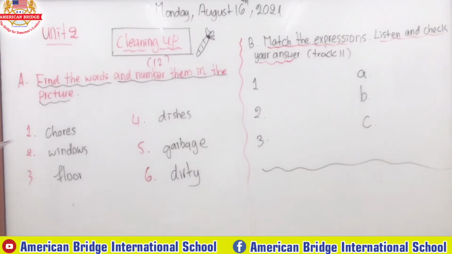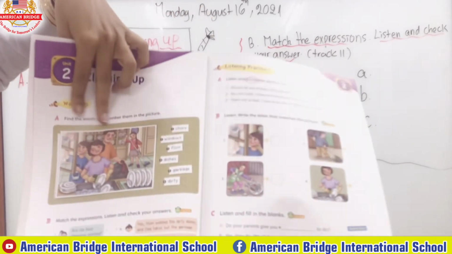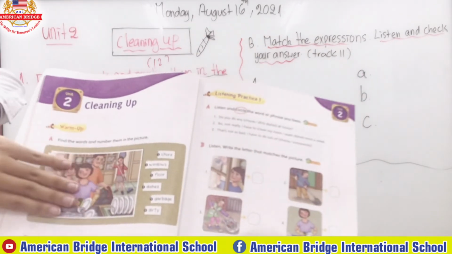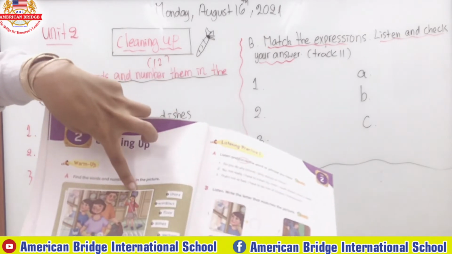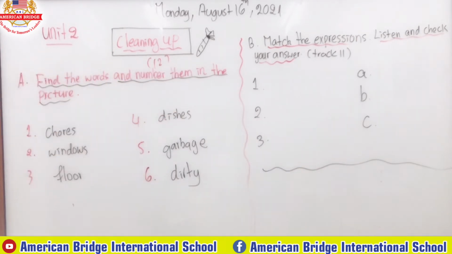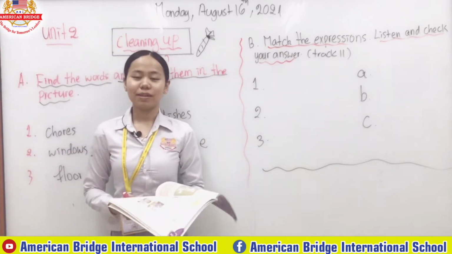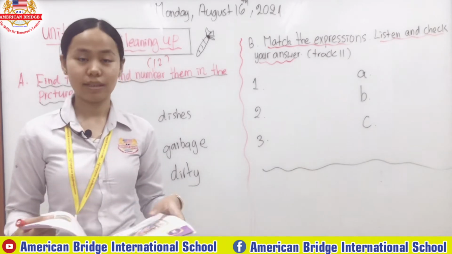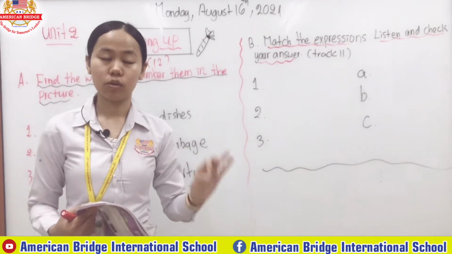I would love you to find the words and number them in the picture. You can look at this picture and number them. For example, number 1 is here. So you just number them on the picture. I will give you around 3 minutes to work on this part. Welcome back, everyone. I hope you finished this part. It's very easy. You just look at the picture and number the words to each picture.